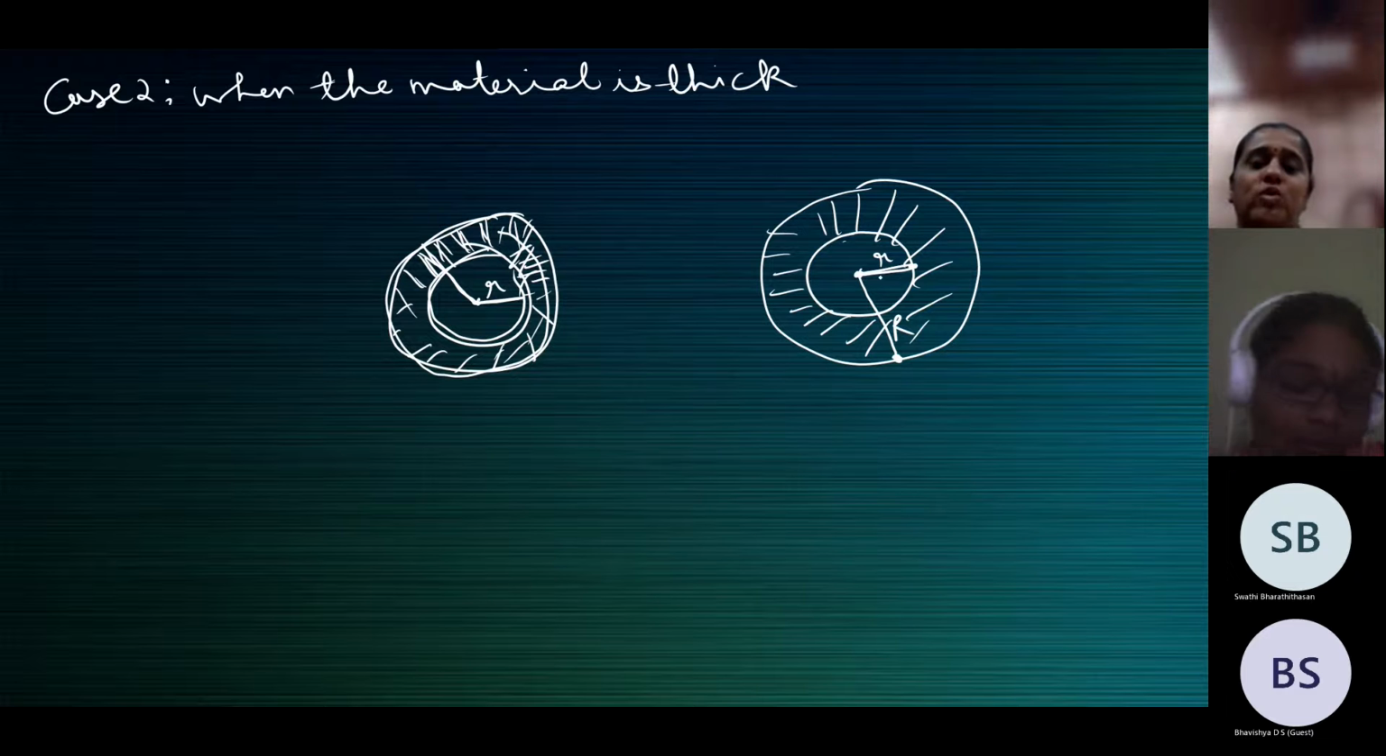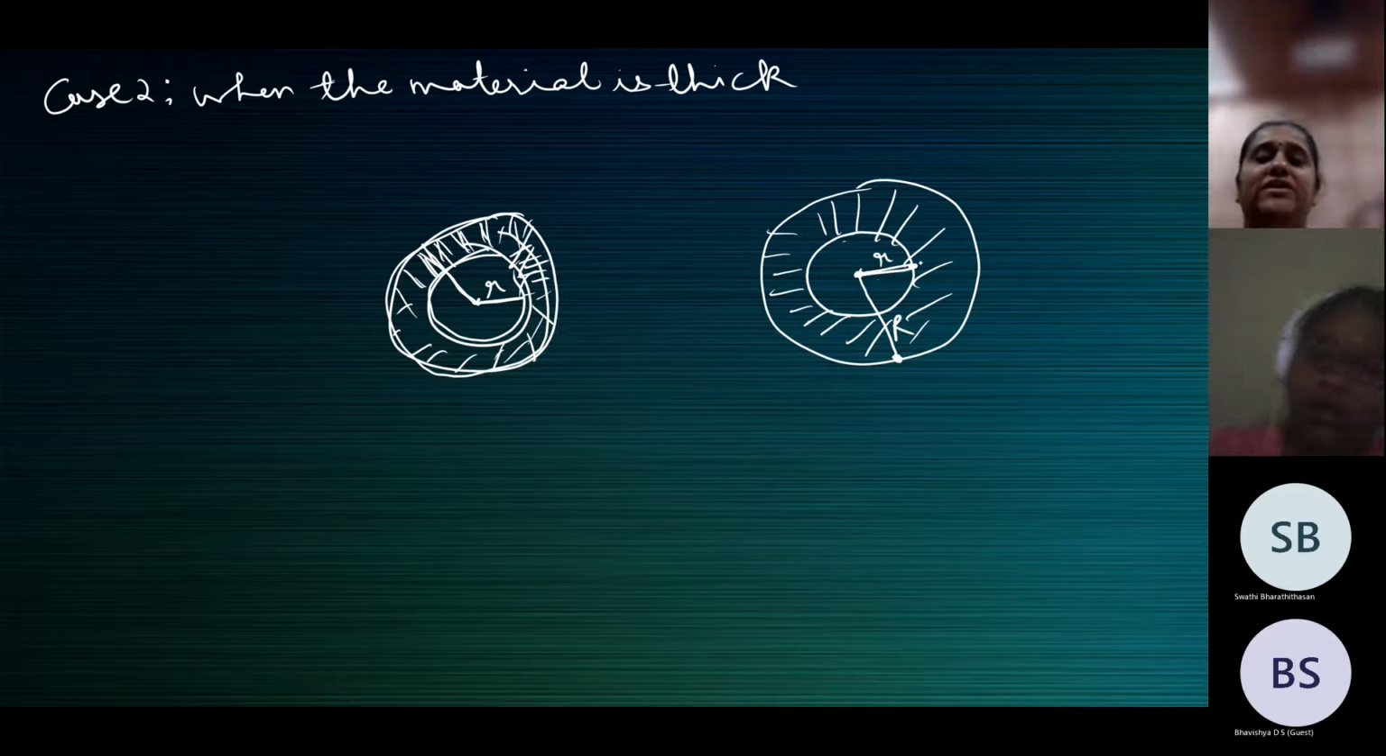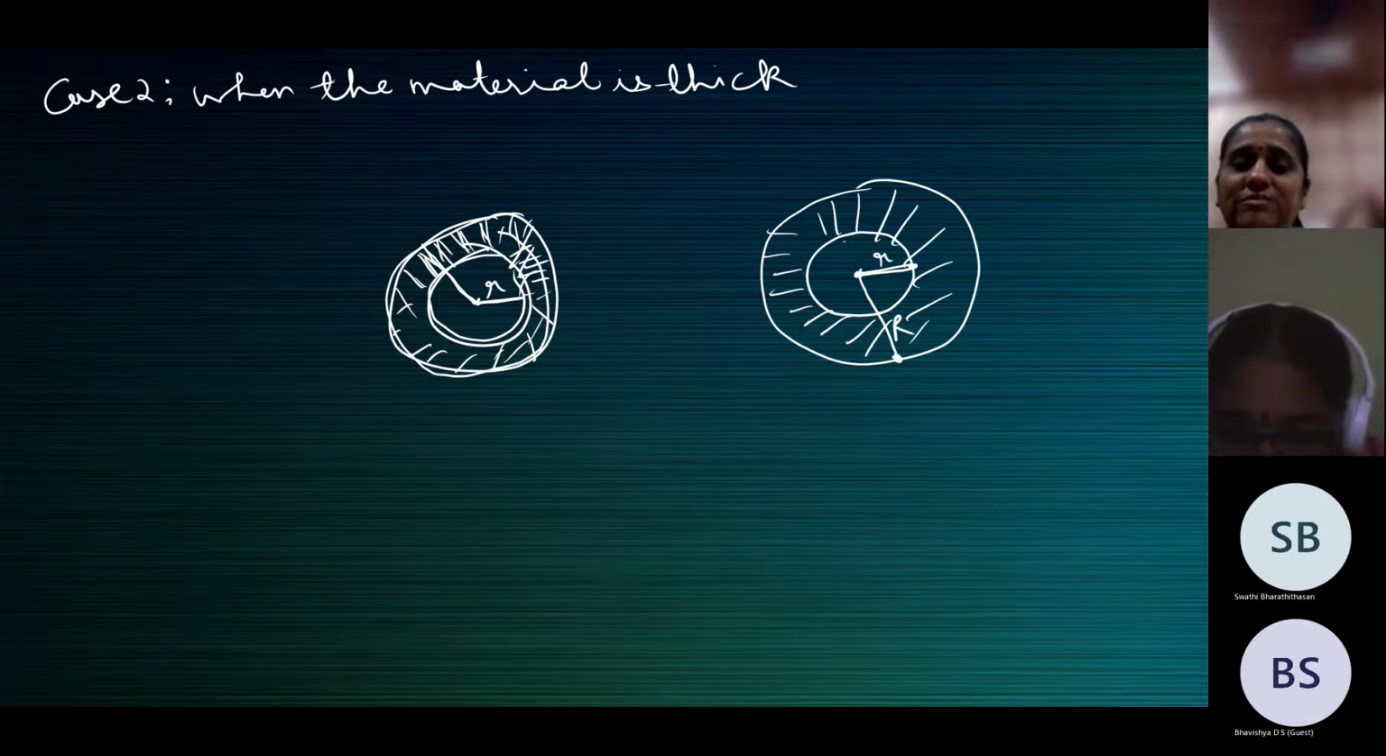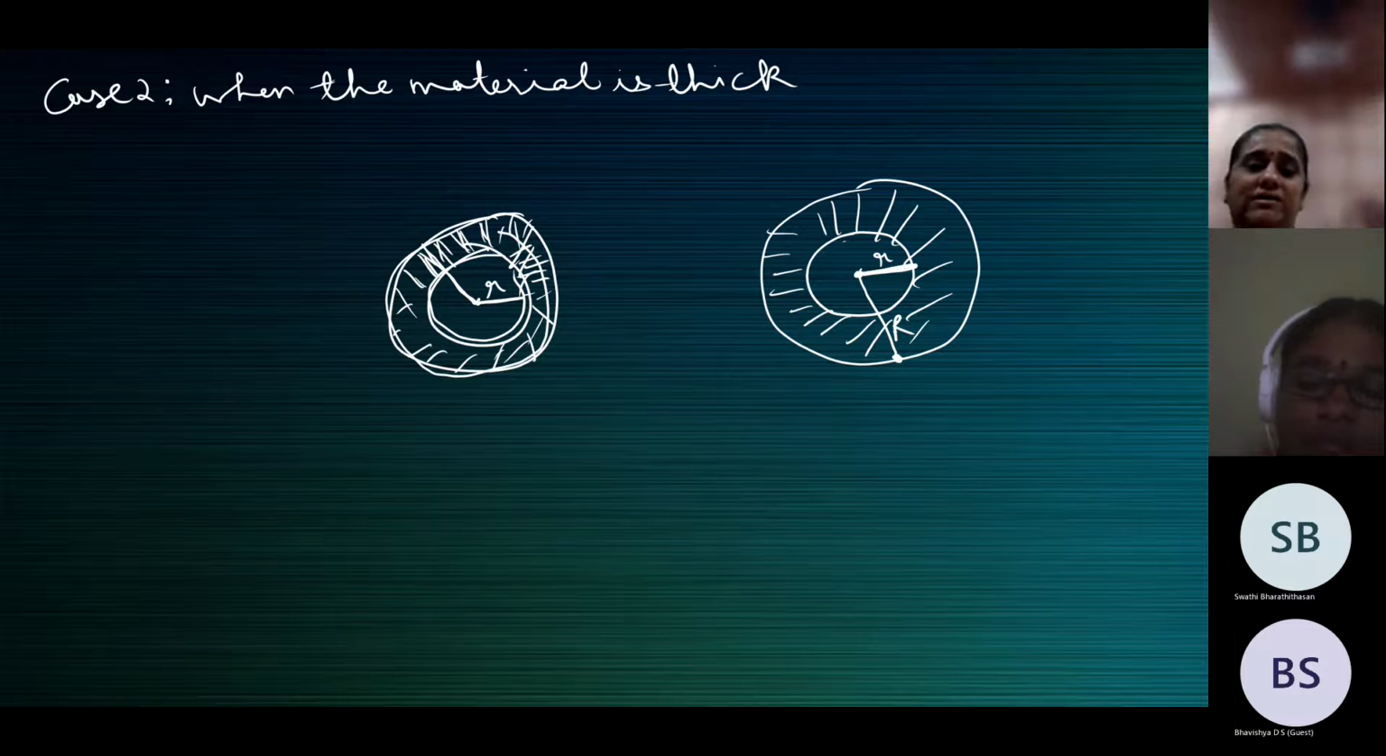The center is common to both the circles. These two are concentric circles because they have the same center but different radii. So this is the center for both the circles. The inner radius is given by small r. The outer radius is given by capital R.